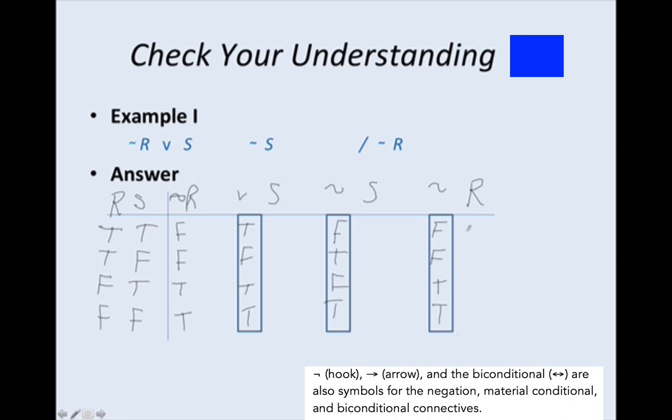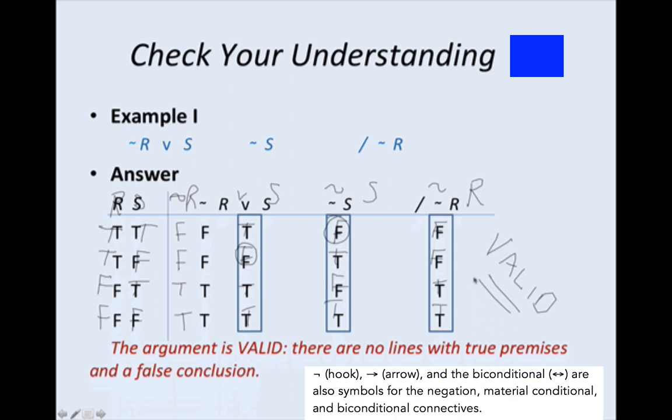Now we look to the rows where our conclusion is false. Is it the case that the premises are both true while the conclusion is false? No. Row number 1 has one false premise, and row number 2 has one false premise. So the argument is valid. It's valid because there's no row on which the premises are true while the conclusion is false. And you can see that our work bears out.